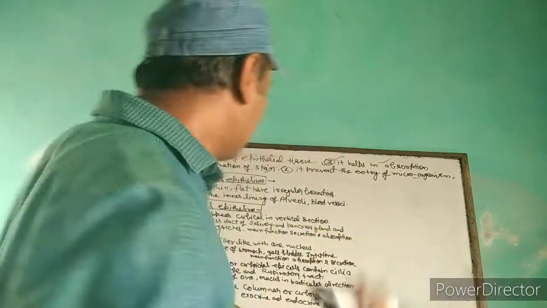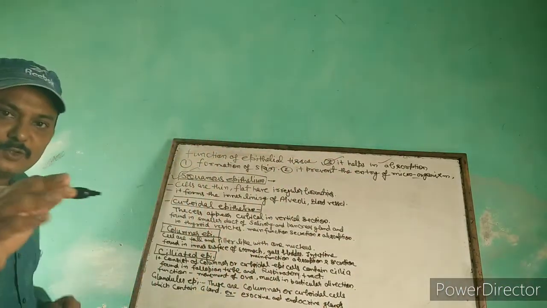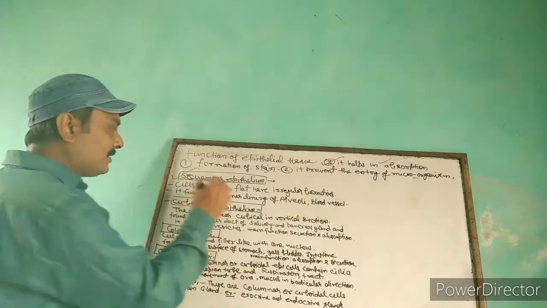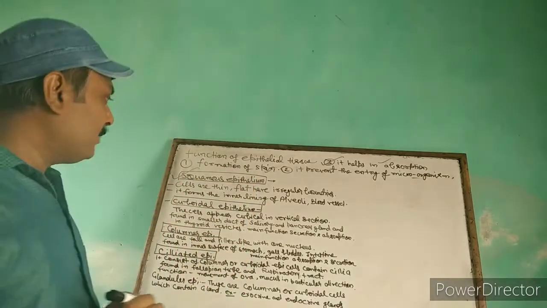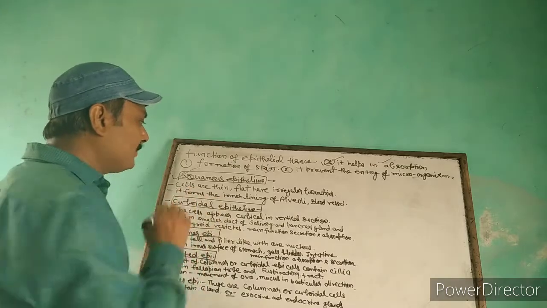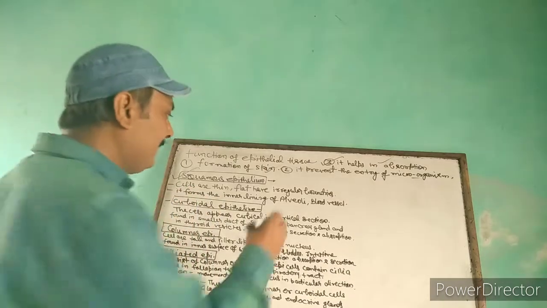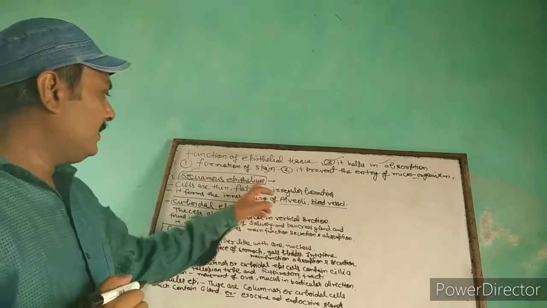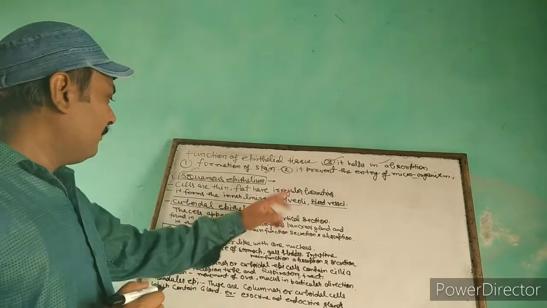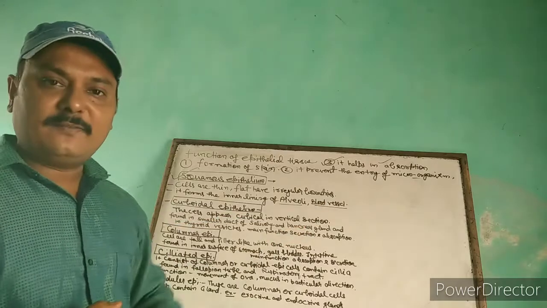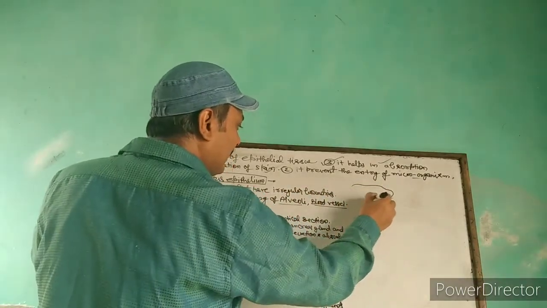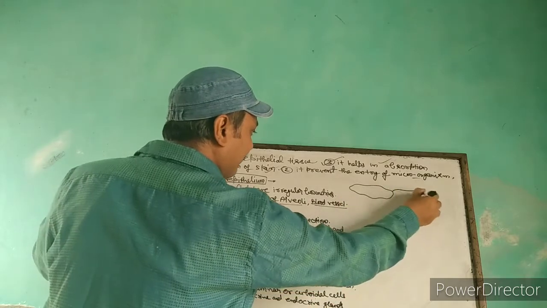Epithelial tissue are of several types. Now see this squamous epithelium. Pay attention here. Cells are thin, flat and have irregular boundaries. It forms the inner lining of alveoli and blood vessels. So squamous epithelium you will find in alveoli and blood vessels. See the diagram of squamous epithelium. These are irregular cells.